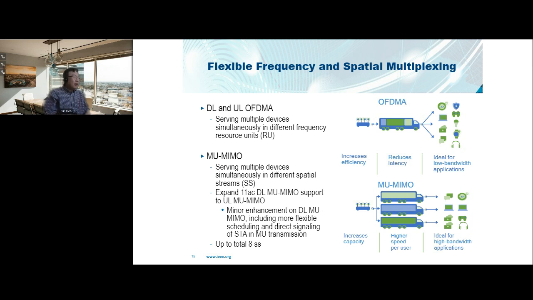Another direction that 11ax improved is to try to serve multiple devices in different spatial streams. In other words, all these devices share the same frequency and the same time. However, they are separated in the spatial domain by doing what is called MU-MIMO, multi-user MIMO technology. We can separate the different stations from each other, okay?